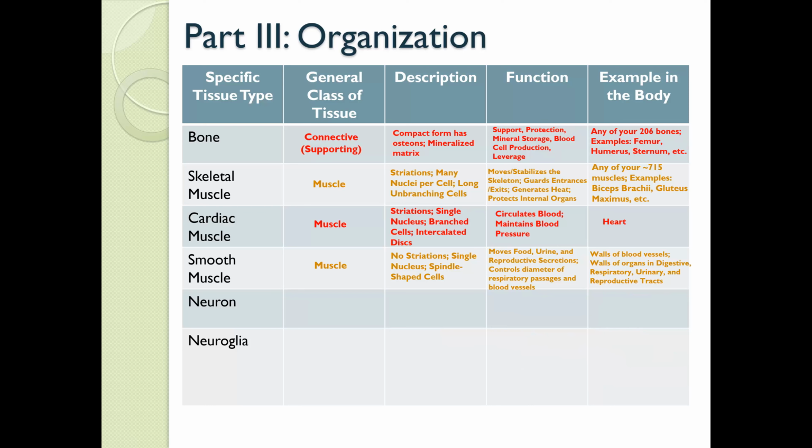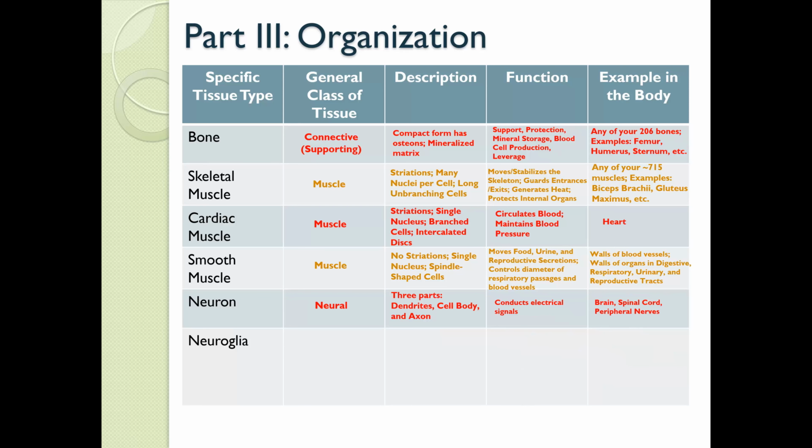Now, the last type of tissue is actually neural tissue, but I broke it down into neuron and neuroglia as two components so we could talk about them separately. So again, this is part of the neural tissue, but we're going to specifically talk about neurons. A description, for now, you need to know they have three parts: the dendrites, the cell body, and the axon. They function to conduct electrical signals, and you can find them in your brain, spinal cord, and peripheral nerves.